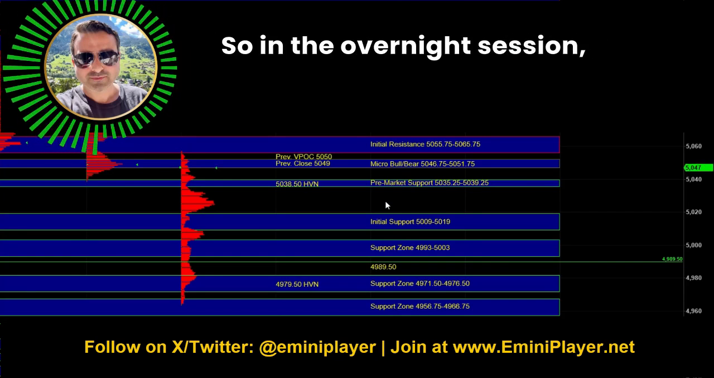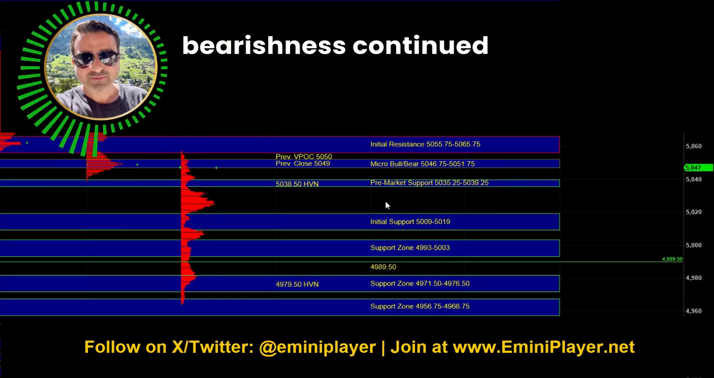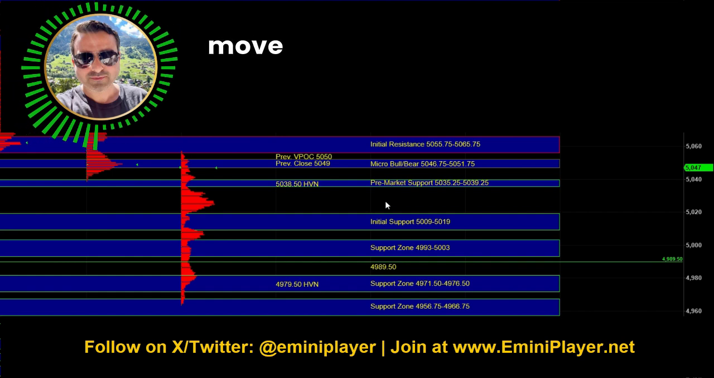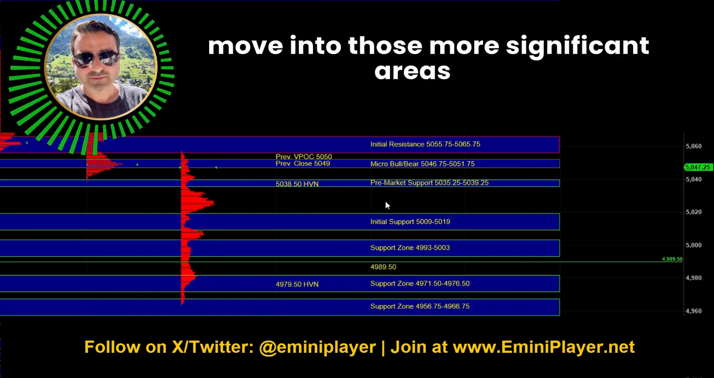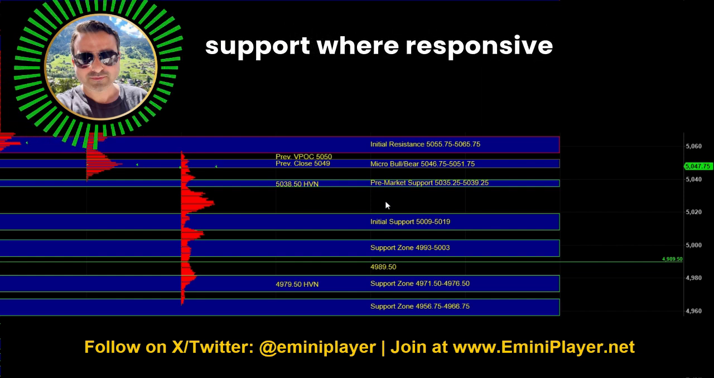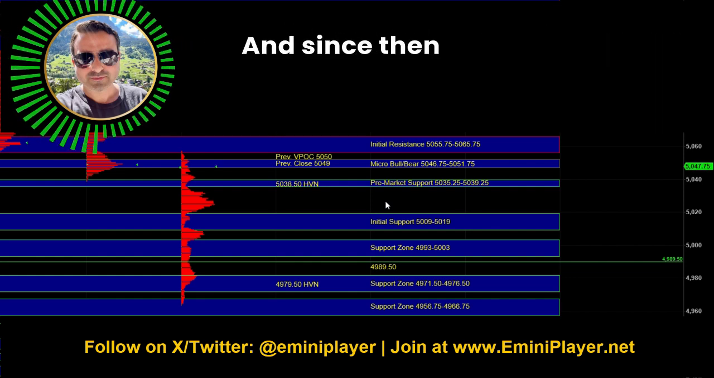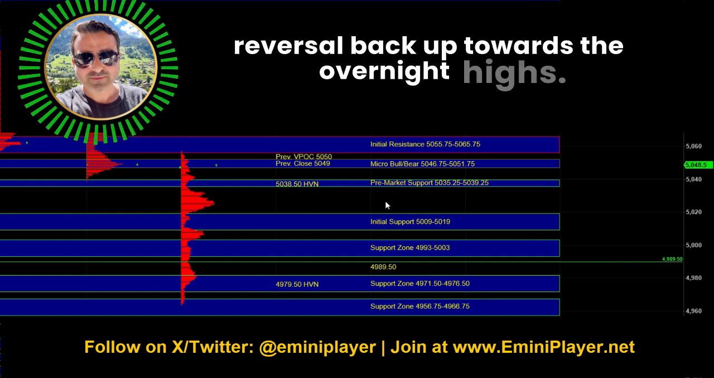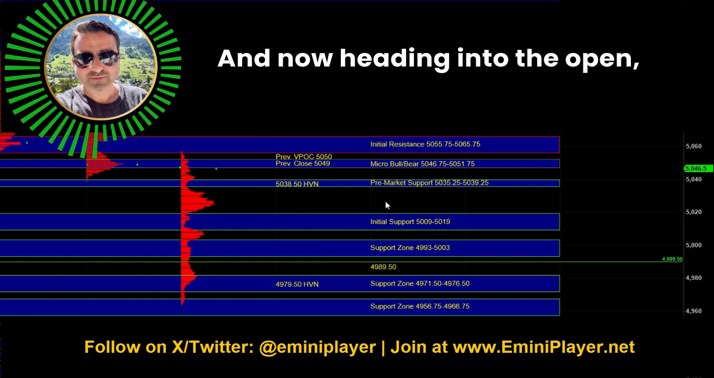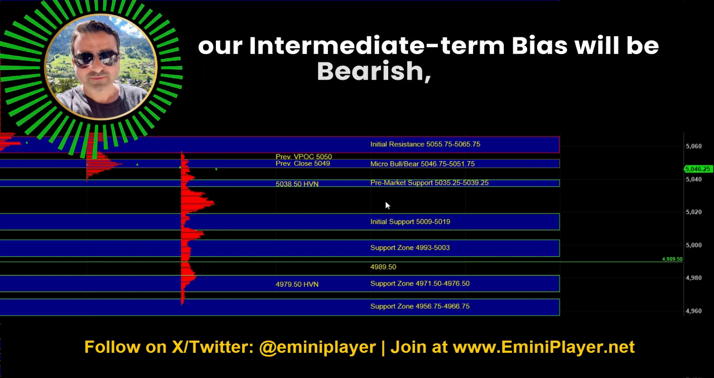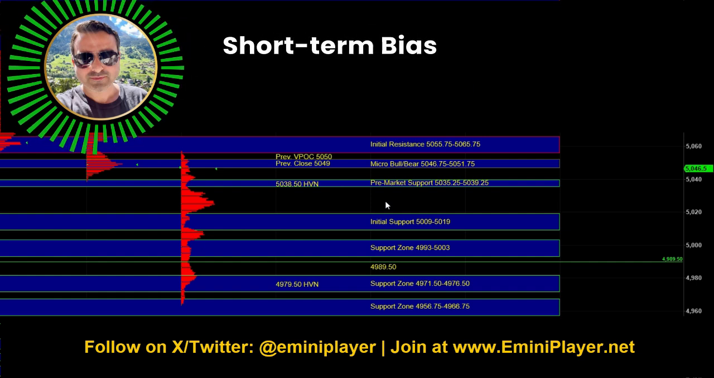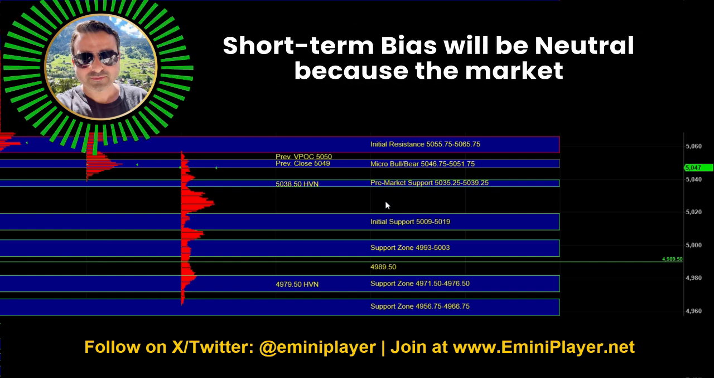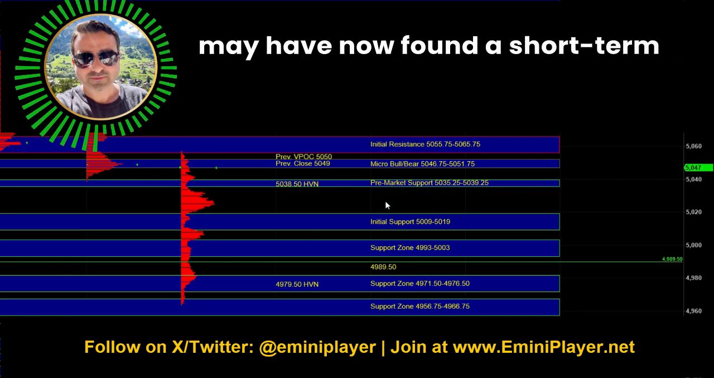So in the overnight session, the recent bearishness continued and we saw a downside move into those more significant areas of support where responsive buyers stepped in. And since then, we've seen a complete reversal back up towards the overnight highs. And now heading into the open, our intermediate term bias will be bearish, but our short term bias will be neutral because the market may have now found a short term floor.